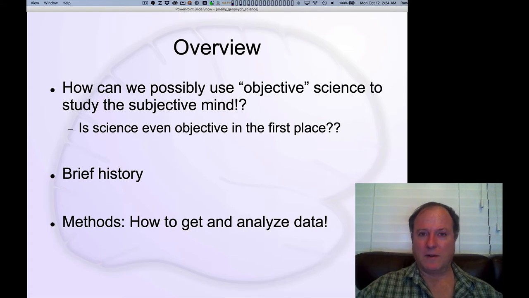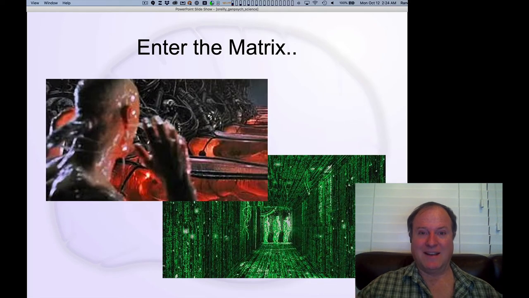We'll then look at a brief history of psychology and neuroscience, and the trajectory of thought and research over the years, and different paradigms that have shaped the approach. The very fact of paradigms is an indication of the subjectiveness of science. Finally, we'll get into the nitty-gritty about different methods and how you actually collect and analyze data in psychology and neuroscience. So let's get right into it. Let's enter the matrix.